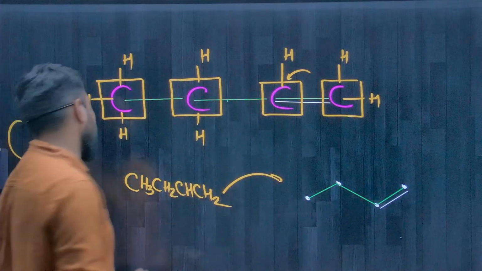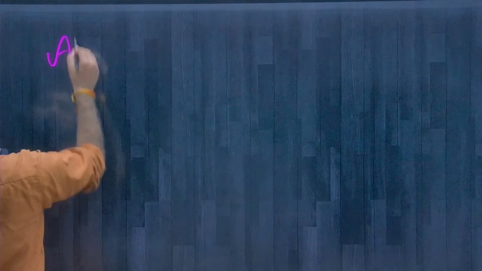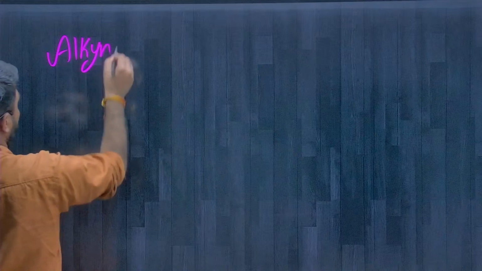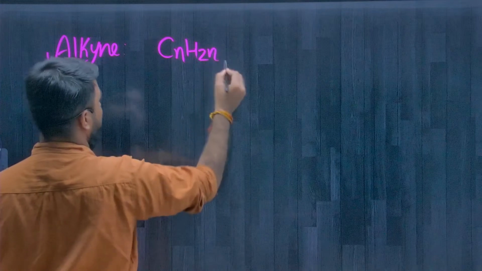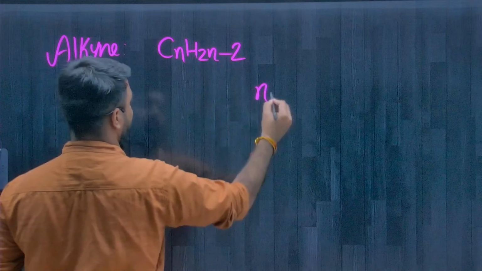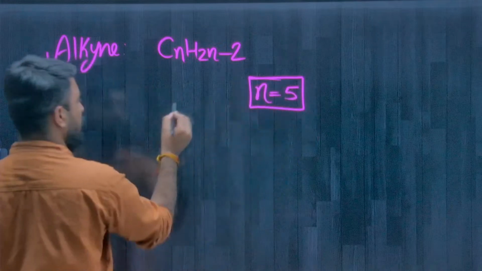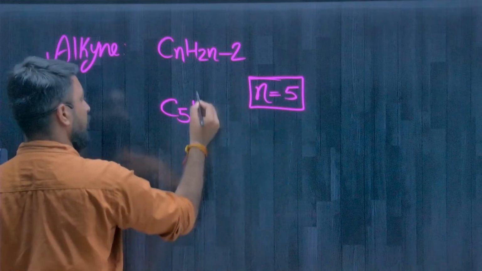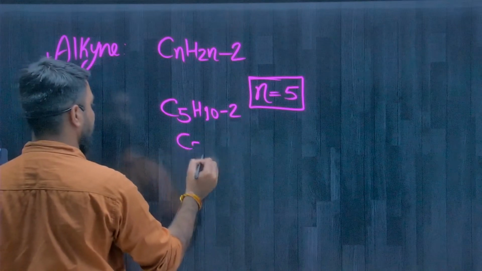And the third example we take from alkyne. So its general formula is CnH2n minus 2. So we put the value of n equal to 5. So C5H10 minus 2. So C5H8.